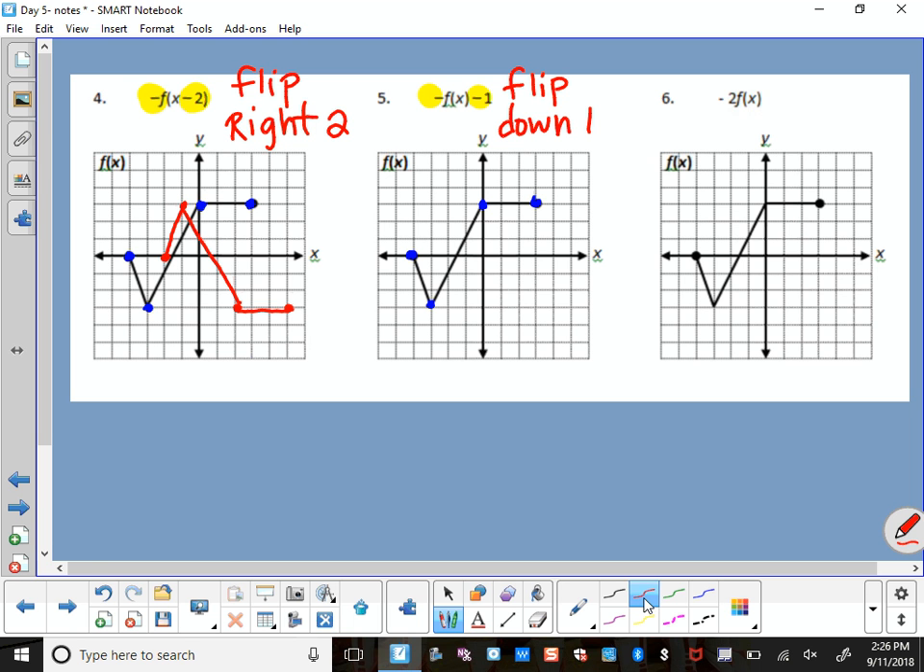Here's my starting point. I'm going to flip my first point, which stays there. And then I go down 1. Here's my new point. My second point is down 3, so I go up 3. 1, 2, 3, and then down 1. The third point is up 3, so I'm going to go down 3. That's my flip. Then I go down 1 again.